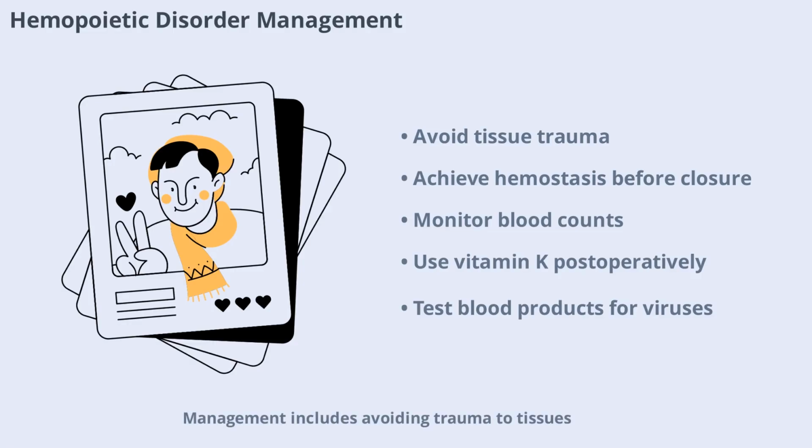Management includes avoiding trauma to tissues, achieving complete hemostasis before wound closure, and monitoring hemoglobin and blood counts intra- and post-operatively. Blood transfusion is performed as needed, and systemic oral coagulants like vitamin K are used post-operatively. Medications that exacerbate underlying conditions are avoided, especially in agranulocytosis. Blood products are tested for HIV, hepatitis B and C before transfusion.